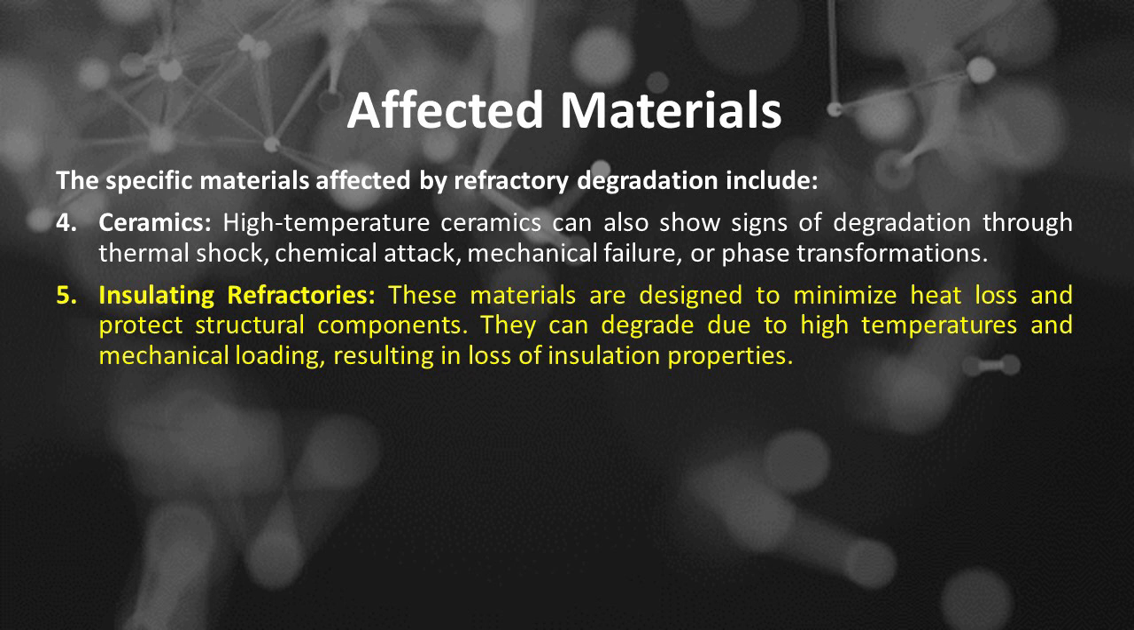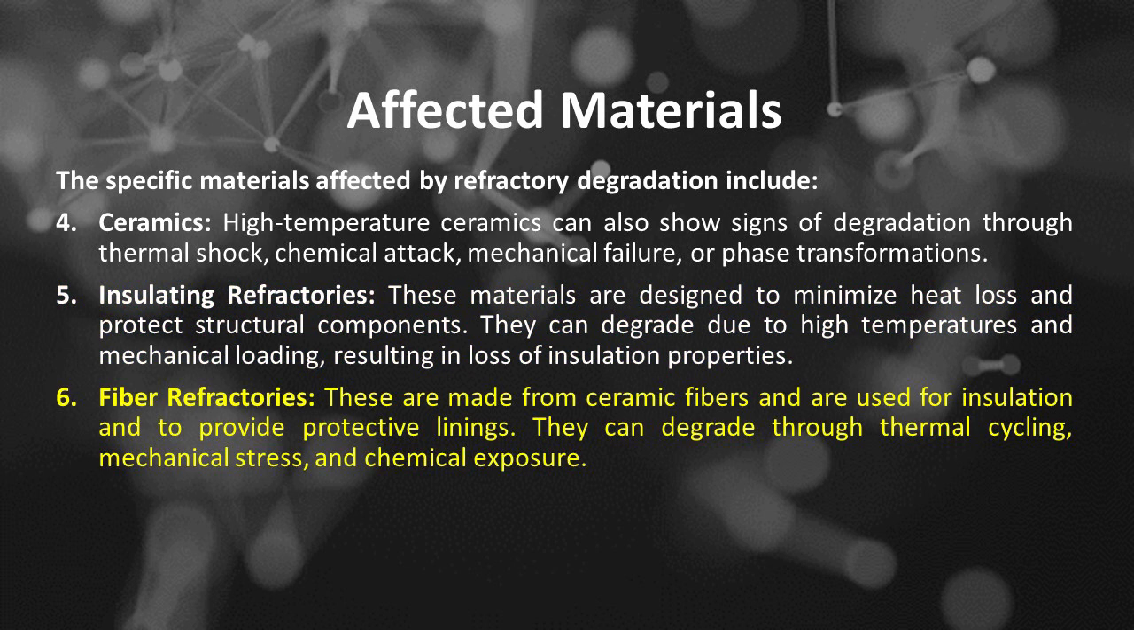These materials are designed to minimize heat loss and protect structural components. They can degrade due to high temperatures and mechanical loading, resulting in loss of insulation properties. Number 6 is fiber refractories. These are made from ceramic fibers and are used for insulation and to provide protective linings. They can degrade through thermal cycling, mechanical stress, and chemical exposure.